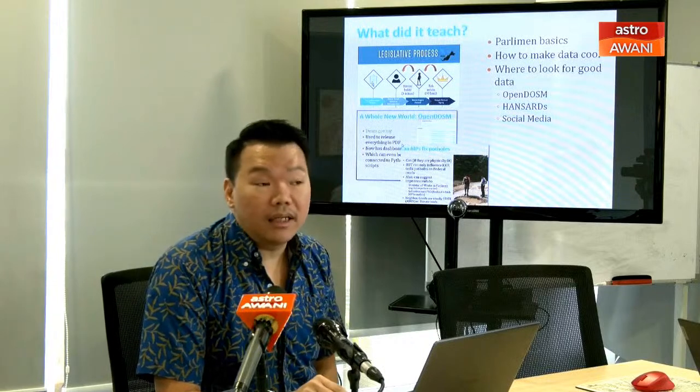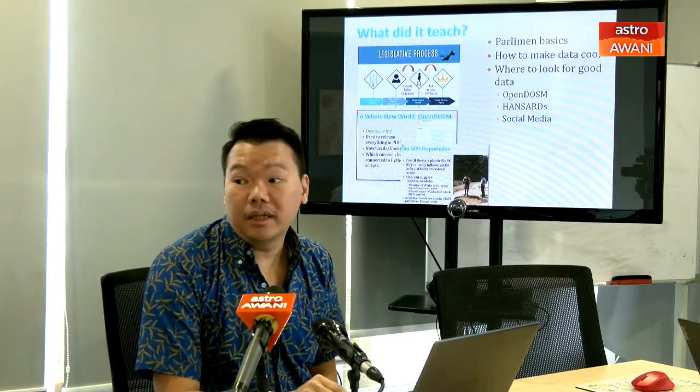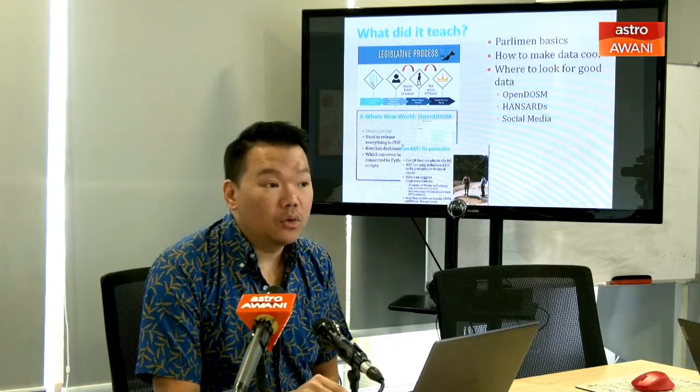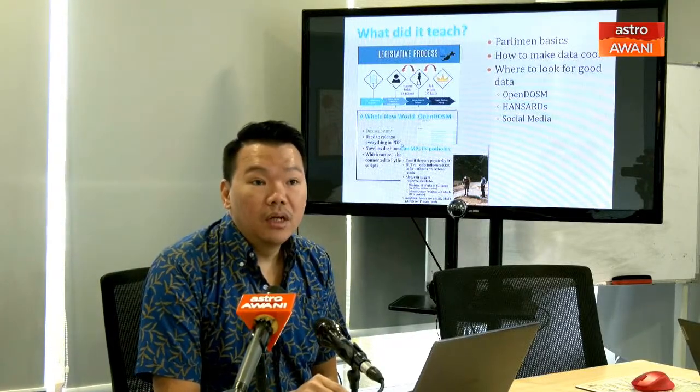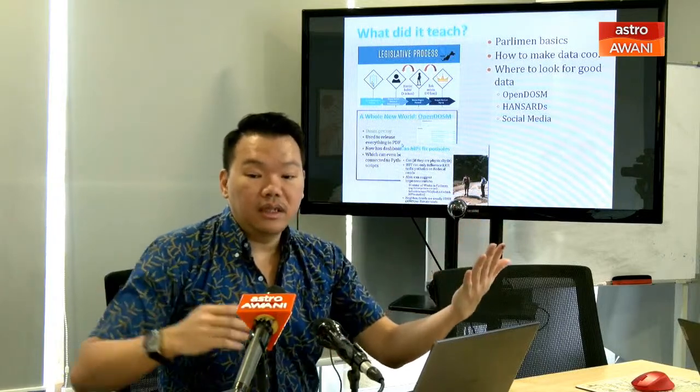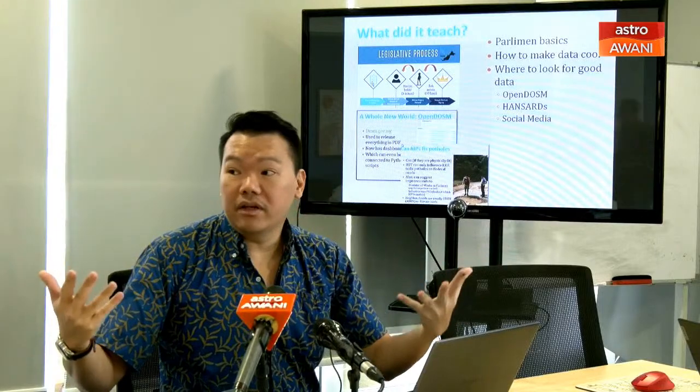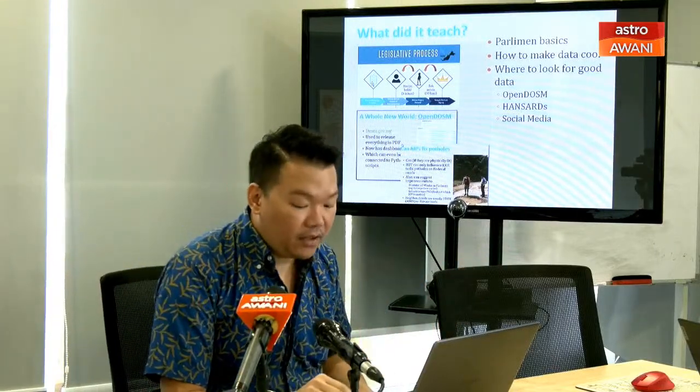Open DOSM, guys. You guys as journalists, you need to check that out. Open DOSM is cool. They have a new function called Kawasanku. Kawasanku can basically tell you this constituency versus this constituency, which one got higher poverty rate or lower poverty rate. So it's really, really powerful stuff. I highly advise you guys to check it out.